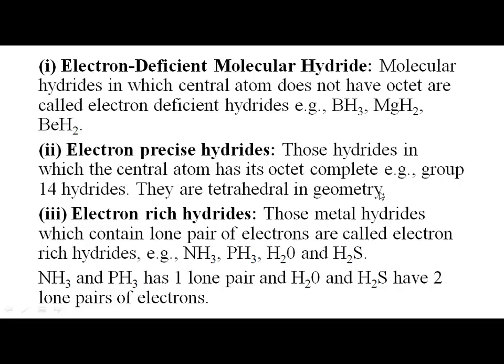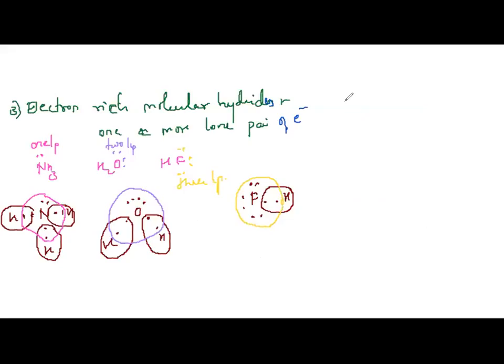Yes, so systematic names of molecular hydrides. When you are writing the names of these molecular hydrides, they are obtained from the names of the elements. For example, if you want to say the name of PH3, the name is obtained from the name of the element and you add the suffix ane. This PH3 is called phosphane.